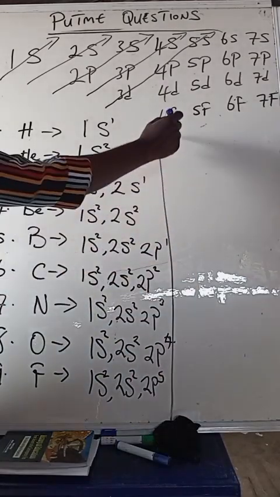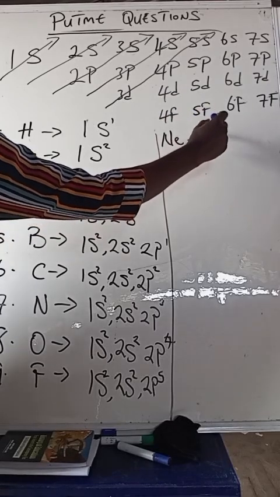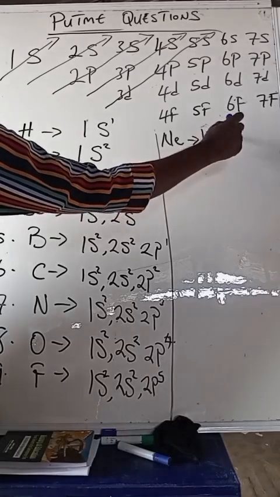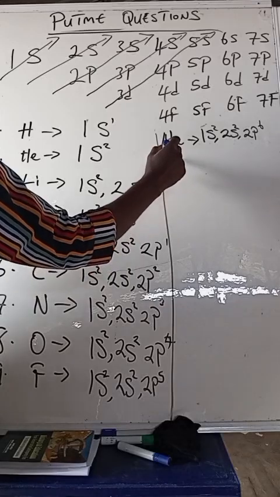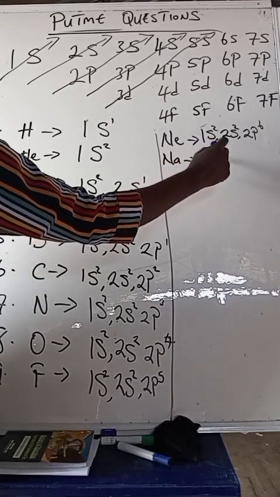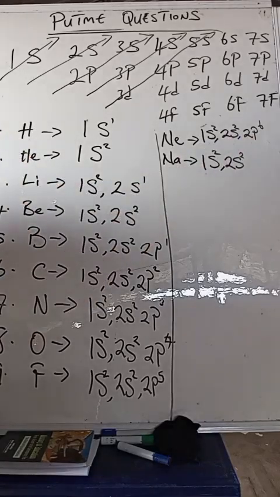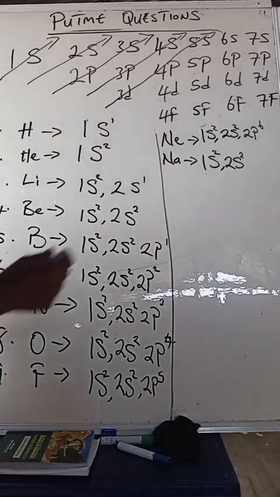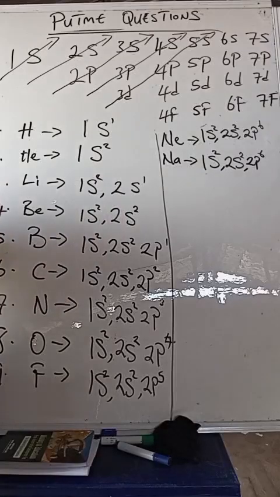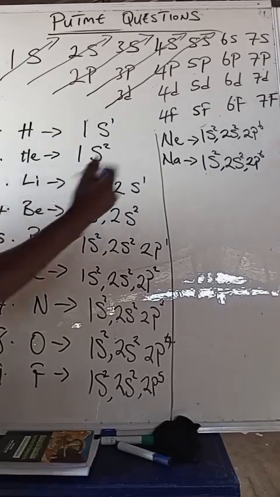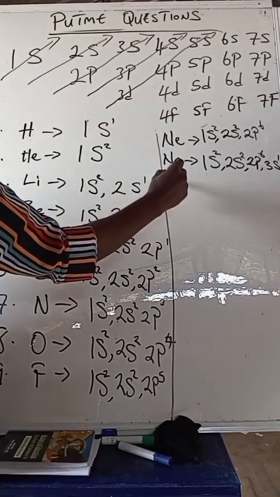The next one is neon, which is the 10th element: 1s2 2s2 2p6. Next is sodium: 1s2 2s2. Remember, the p orbital is filled, because the maximum number is 6, so we cannot add any other electron here. So this is 2p6. We now move to the next orbital, the 3s orbital. So this will be 3s1.